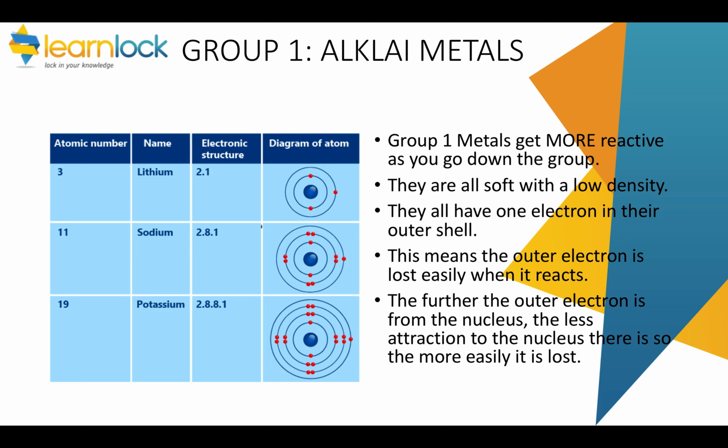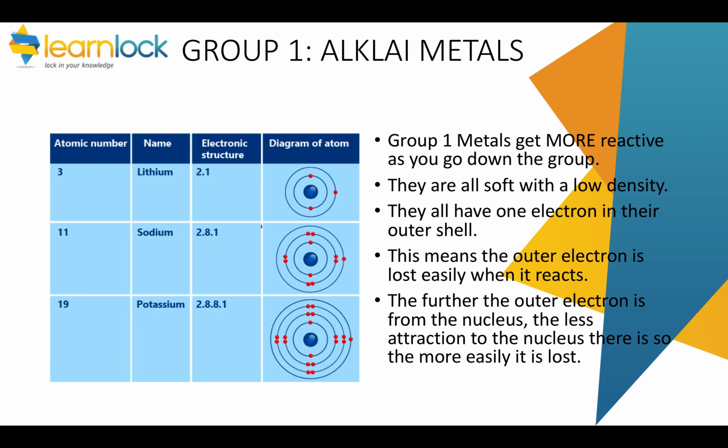They're all soft metals, in fact you can cut them with a knife, and they're stored in oil and have a low density. If you look at the diagram, you can see from their electronic structure they all have one electron in their outer shell. That means they're in group 1 as well. Because they have one electron in their outer shell, that also means that they're very reactive. Remember, elements want to get a full outer shell, so if they lose that one electron, they will then become full.